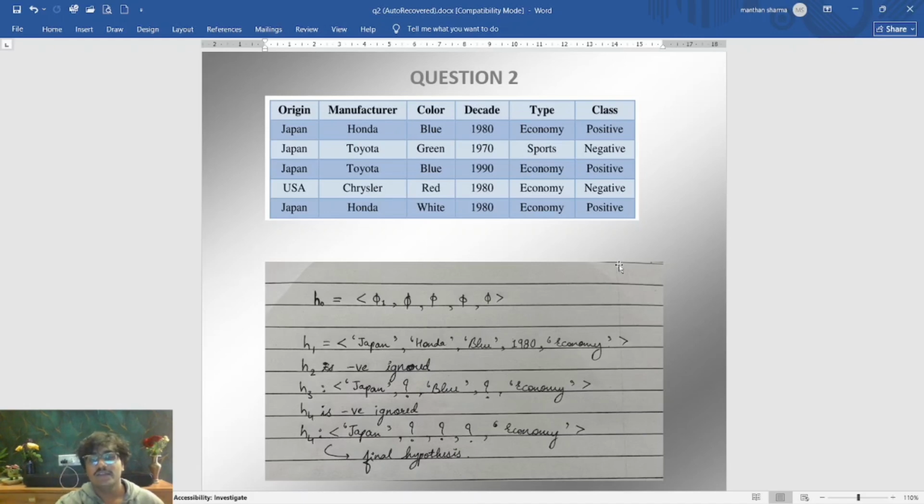So here we have taken a more general hypothesis per step number 2, and then we are ignoring negative. So Japan, question mark, economy. The final hypothesis: Japan, comma, question mark, comma, economy. So this is the final hypothesis.